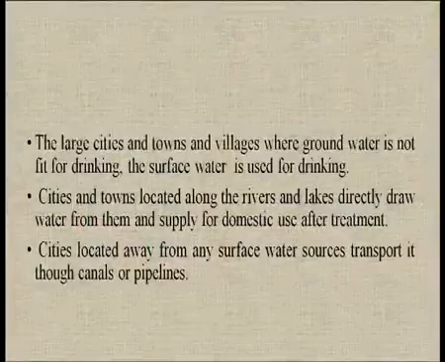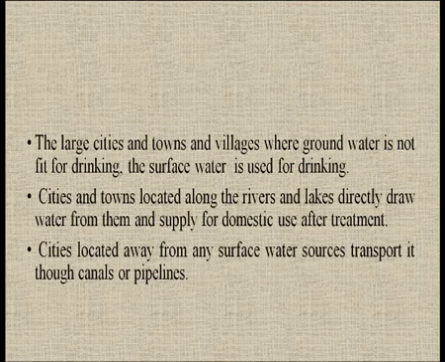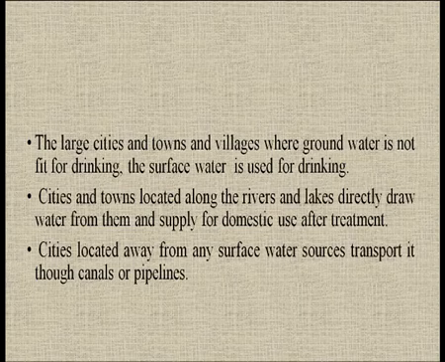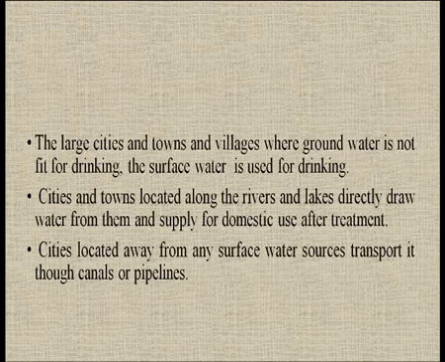In large cities, towns and villages where groundwater is not fit for drinking, surface water is used for drinking. Cities and towns located along rivers and lakes directly draw water from them and supply it for domestic use after treatment. Large cities like Delhi draw water from multiple sources like the Bhakra Reservoir, Upper Ganga Canal, Western Yamuna Canal and the Yamuna River.